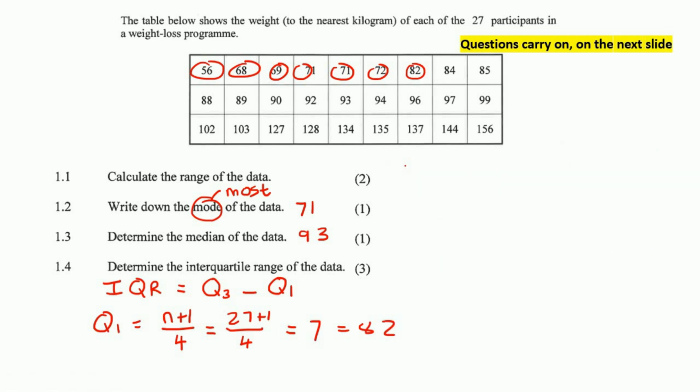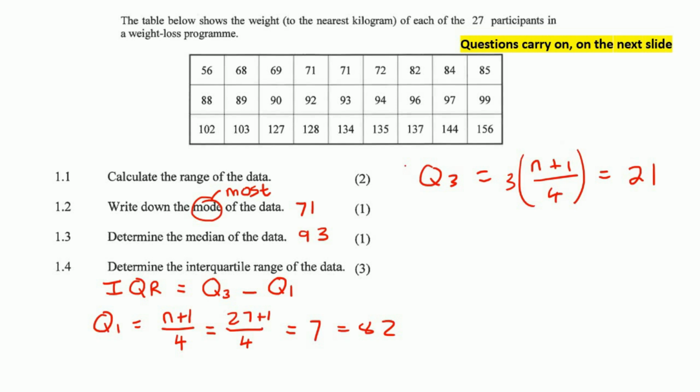The formula for Q3 is also n plus 1 over 4, but then you multiply that by 3. If you work it all out, you should get 21. That's not the answer, that's the position. So we go to position number 21. I'm not going to waste your time counting all of that, but it should be 19, 20, 21. It should be this one over here, 127. So we have Q3 and we have Q1, so now the interquartile range is just going to be 127 minus 82, and that would be 45.